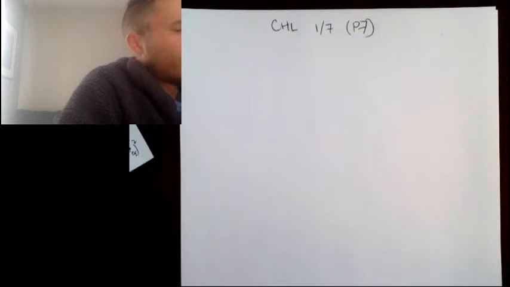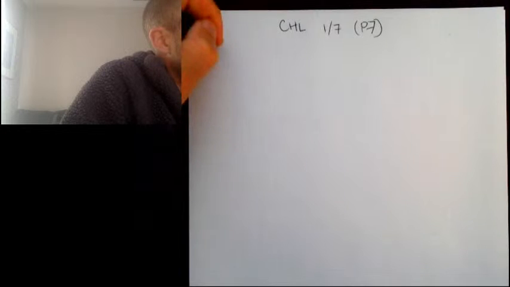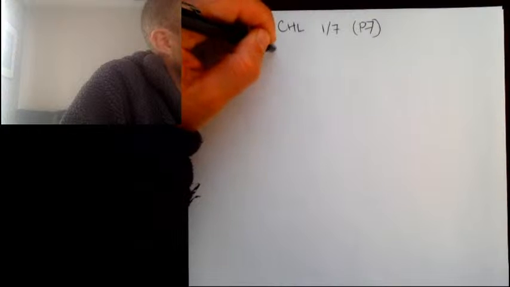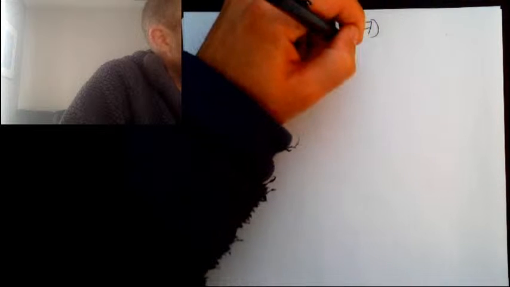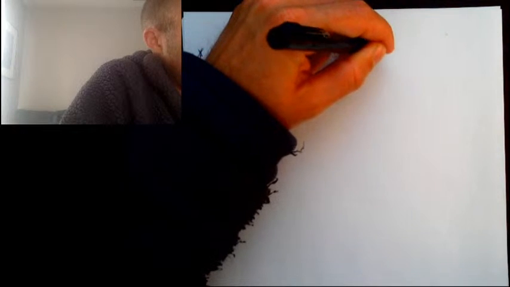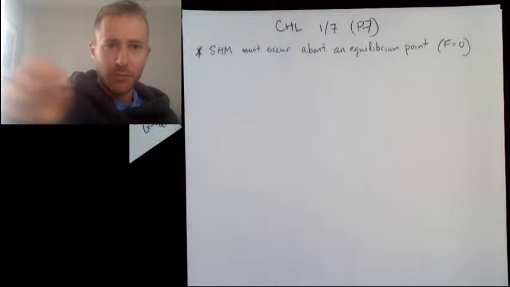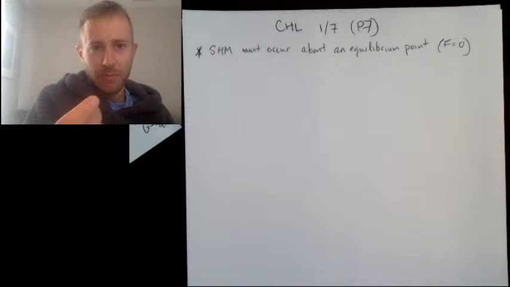So the first thing I wanted to talk about today is how simple harmonic motion must occur about an equilibrium point. And when I say an equilibrium point, I mean a point where the force is zero. If you think about things that are oscillating back and forth, you are not going to get something oscillating back and forth unless it's near its equilibrium.